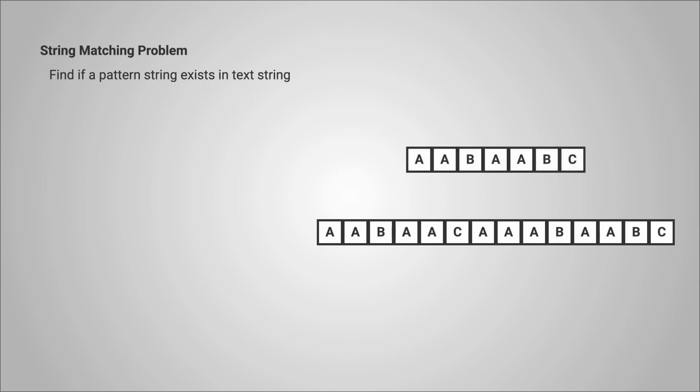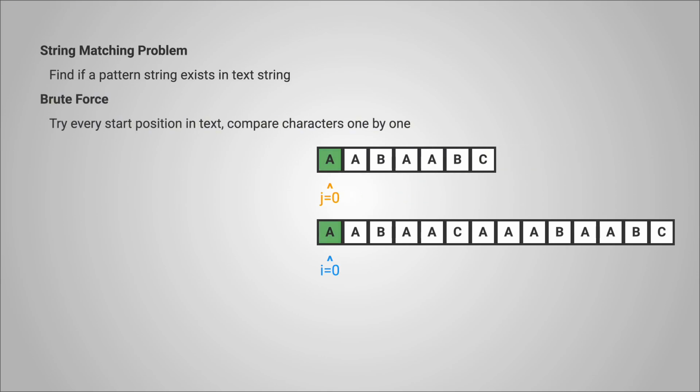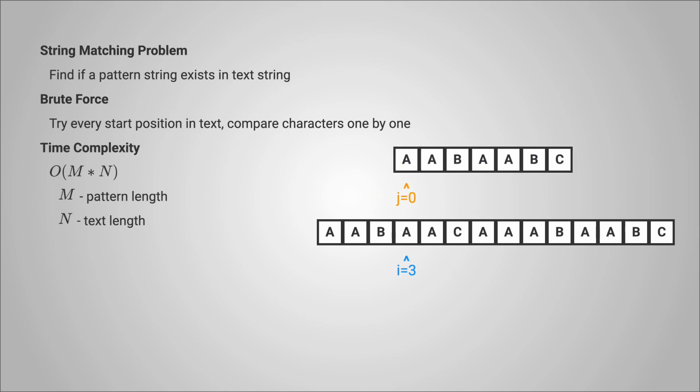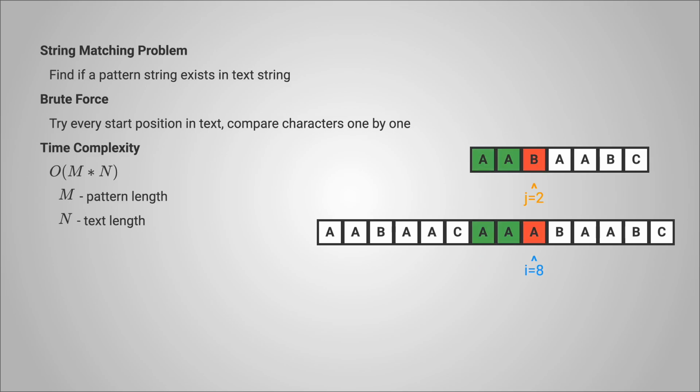Knuth-Morris-Pratt algorithm is an efficient string matching algorithm. String matching is to check if a pattern string exists in the text. The naive approach involves sliding the pattern over the text and checking for matches character by character. Verifying each start index takes at most m comparisons, and there are n indexes in total. So the time complexity of this naive approach is O(m times n).